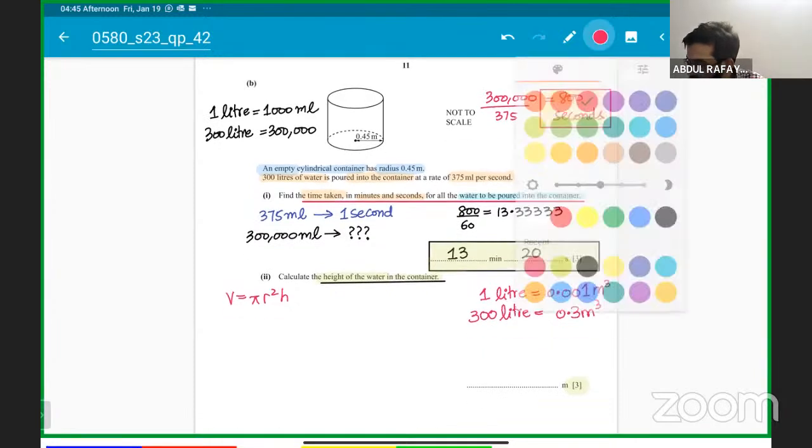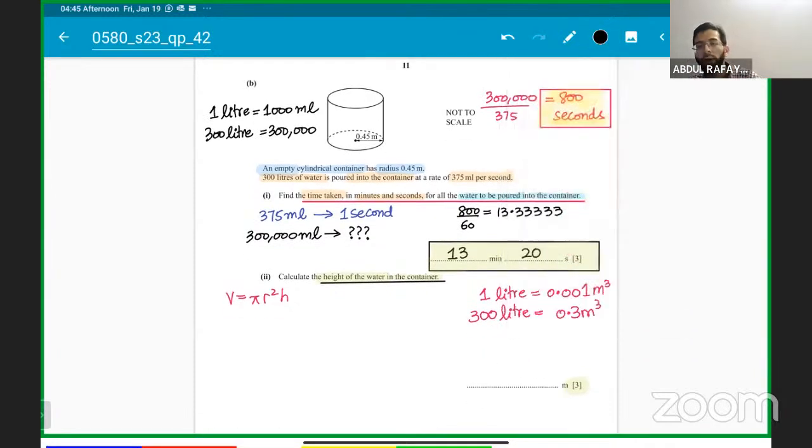ओके, बट जनरली हम क्या करते हैं कि पहले आप सेंटीमीटर में कर सकते हैं, लेकिन आपको पूरा कन्वर्जन करना पड़ेगा. एवरीवन गेटिंग दिस विथ मी? आपको कंप्लीट कन्वर्जन करना पड़ेगा, आपको रेडियस को चेंज करना पड़ेगा. सो बेटर यू मस्ट रिमेंबर कि 1 लीटर इज 0.001 मीटर क्यूब.